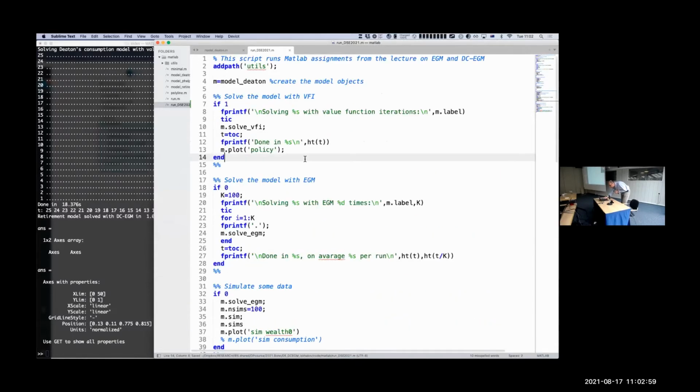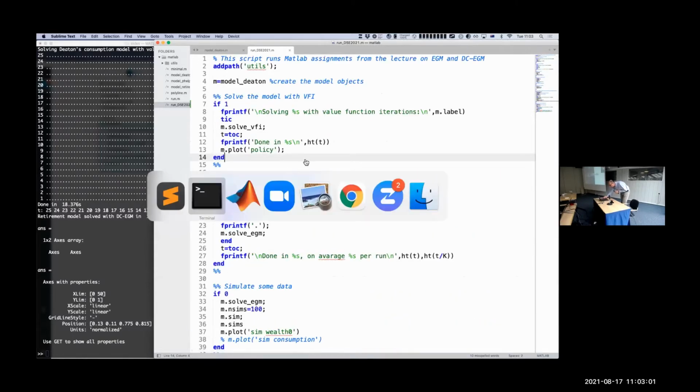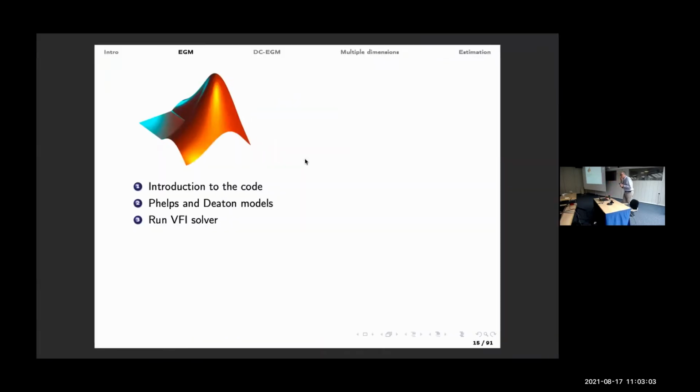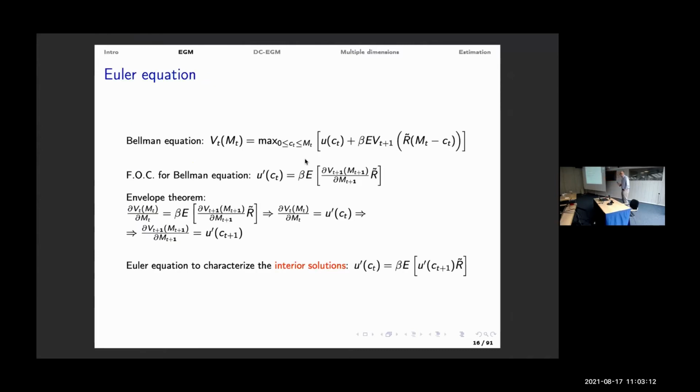All right, so that was the value function iteration implementation of this model, right? I just wanted to show you the code and we can compare. Now let's remember what the Euler equation is.